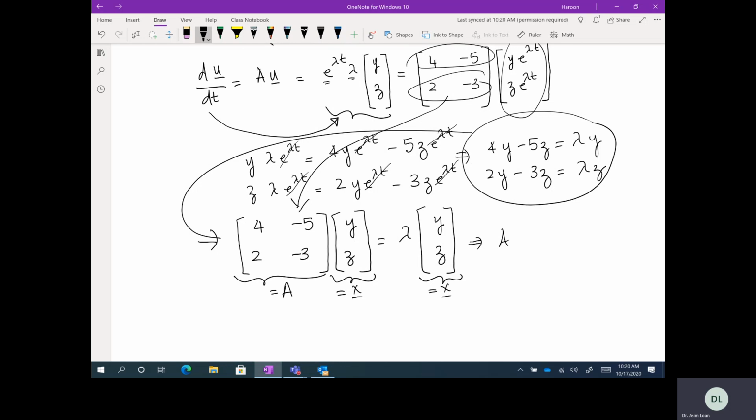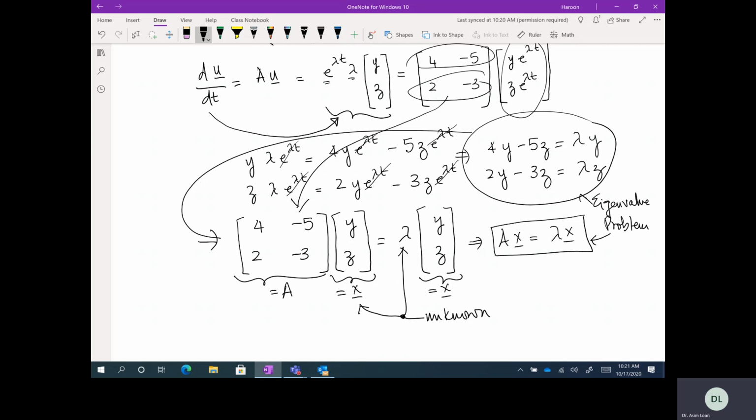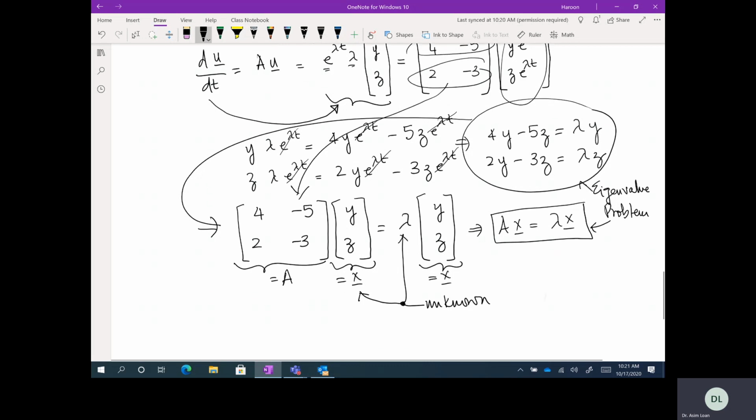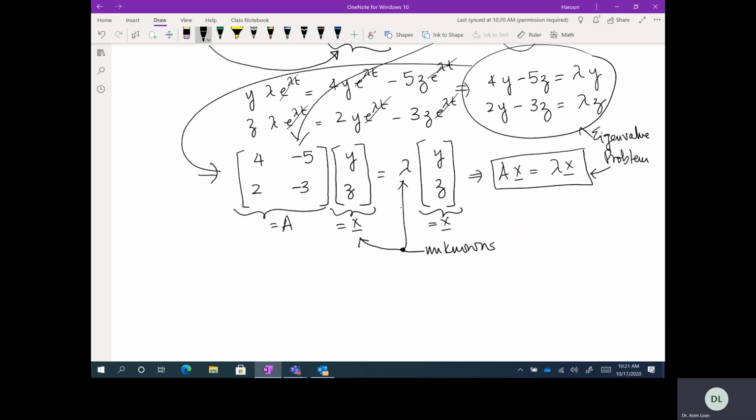So what do we have? We have AX equals lambda X, and this is our eigenvalue problem. This is the eigenvalue problem, in matrix form. There are two unknowns here: lambda is unknown and X is unknown. Both are unknowns.